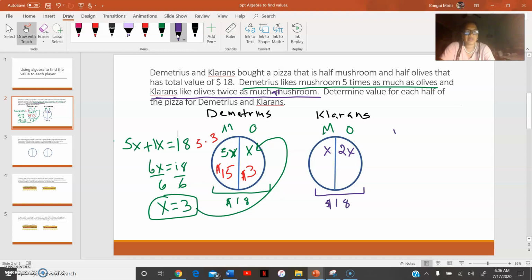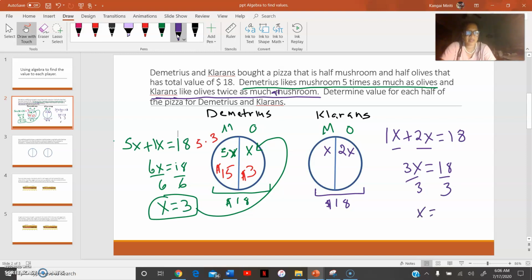And so to use an algebraic equation to figure out how much Clarence values each part, we're going to put the mushroom part plus the olive part equals the whole value of the pizza, which is $18. We solve this equation. We combine like terms. 1x plus 2x is 3x. 3x equals 18. Divide by 3, divide by 3.